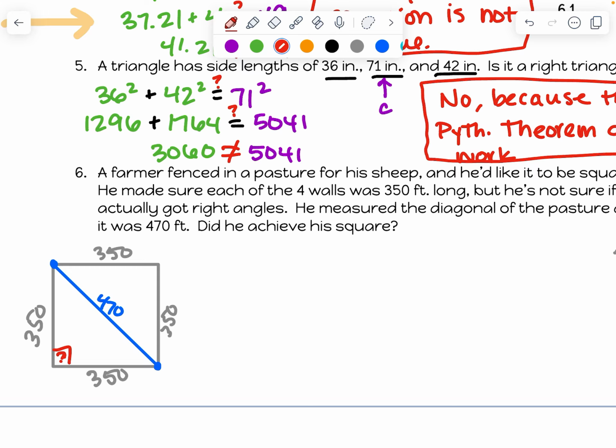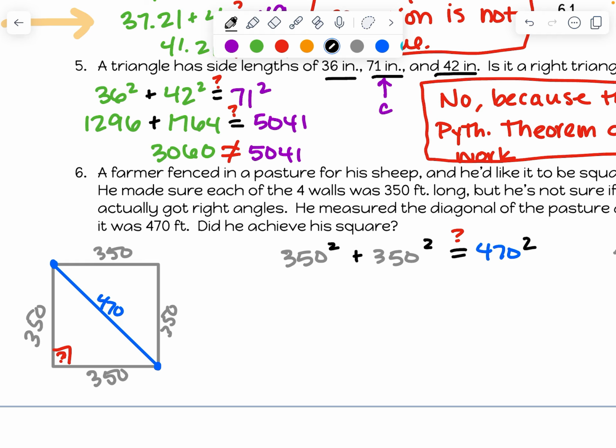So at first it looks a lot like our soccer field problem from part 1, but we're testing something different. We already know how far it is across that diagonal. We're trying to figure out, does this actually work? Okay, so let's set up our Pythagorean equation. We've got 350 squared plus 350 squared. Does that equal 470 squared?